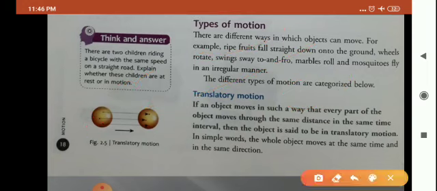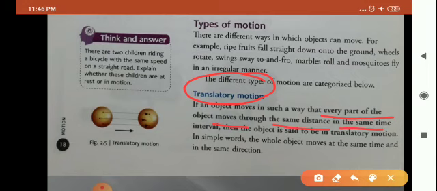Now the very first type is translatory motion. Now what is translatory motion? If an object moves in such a way that every part of the object moves through the same distance in the same time interval, then the object is said to be in translatory motion. In simple words, the whole object moves at the same time in the same direction.